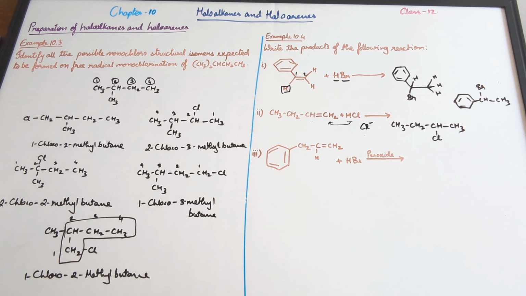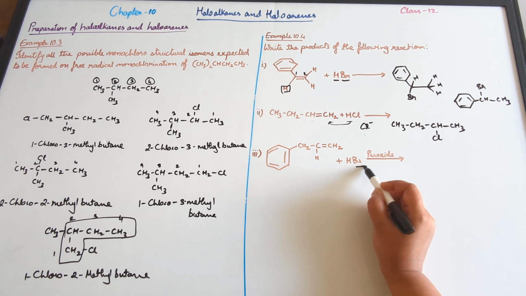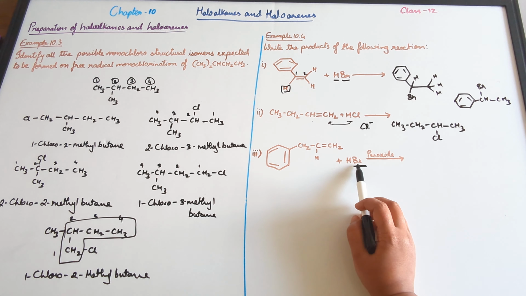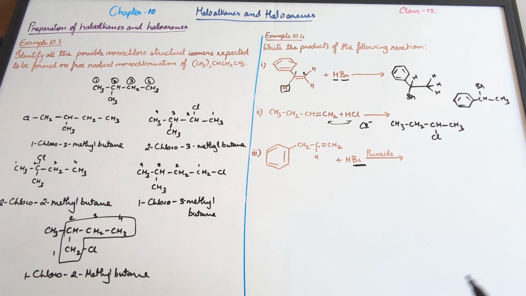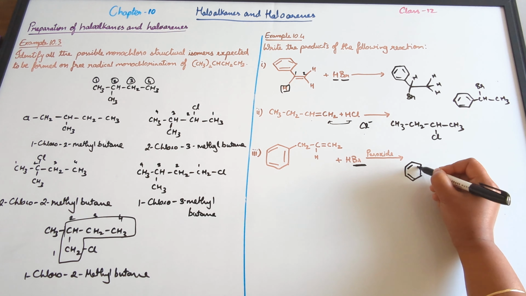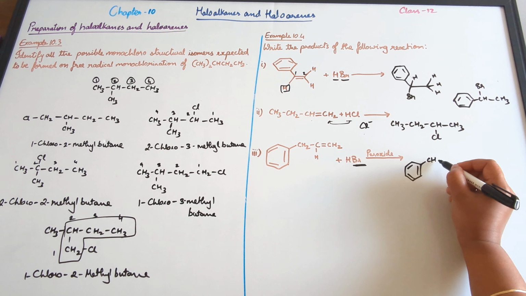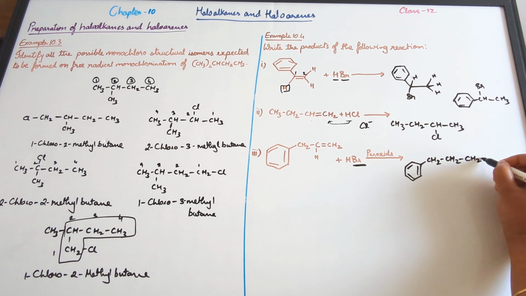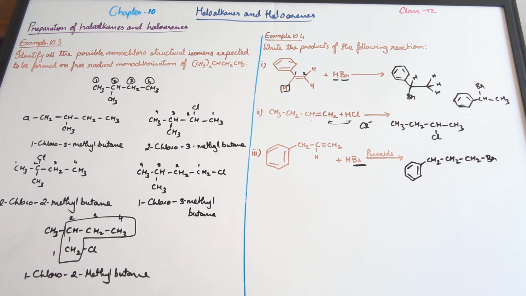And the last one, they have added another word, peroxide, which means it's the opposite of Markovnikov's rule. According to Markovnikov's rule, the bromine should get attached to the carbon having fewer hydrogen atoms. Because of the presence of the peroxide, there is a difference in the type of mechanism that takes place, and because of that the bromine gets attached to the carbon having more hydrogen atoms. And remember, the peroxide effect is applicable only to HBr. It's not applicable to HCl and HI. So CH2, CH2, Br. That's it.